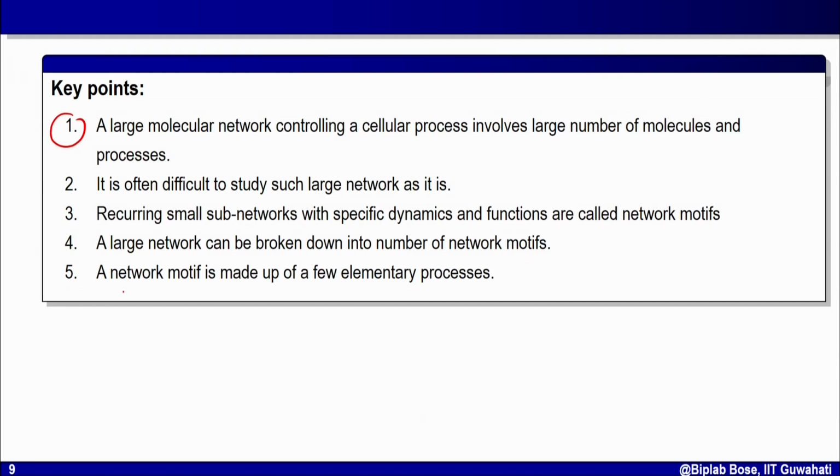On the other hand, a network motif is made up of a few elementary processes. So if you want to start modeling a large network, for example controlling sporulation of something, it may involve hundreds of molecules. But first break it down into elementary processes and try to find out network motifs. So first create models for these network motifs based on the elementary processes and then connect them together to create a large model for the whole process.